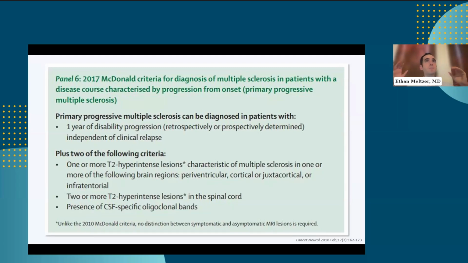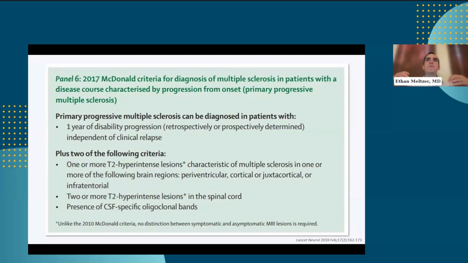Even if we just pause here and think about the case, and we'll come back to this, there's already a little bit of a problem because our individual doesn't have lesions in his spinal cord, and there are no oligoclonal bands. Again, that doesn't necessarily rule out MS, but you can see how this is already a bit of a challenge.